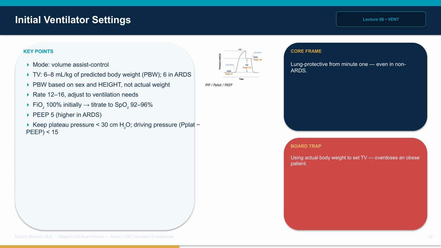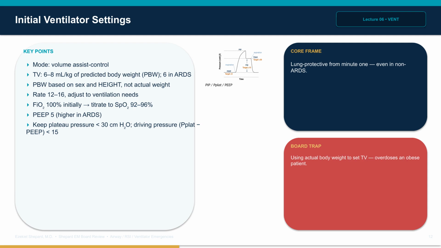Initial ventilator settings should be deliberate. Volume assist control is the common ED mode. Tidal volume is 6 to 8 milliliters per kilogram of predicted body weight, lower in ARDS at 6. Predicted body weight is based on sex and height, not actual weight. Respiratory rate is 12 to 16, adjusted for ventilation needs. Start FiO2 at 100%, then titrate down to oxygen saturation of 92 to 96%.